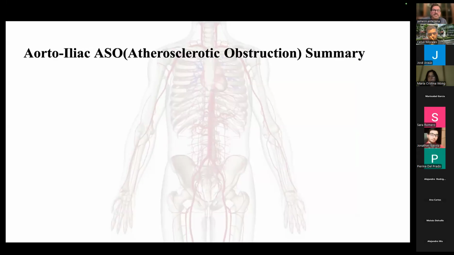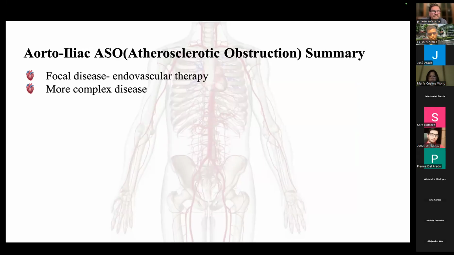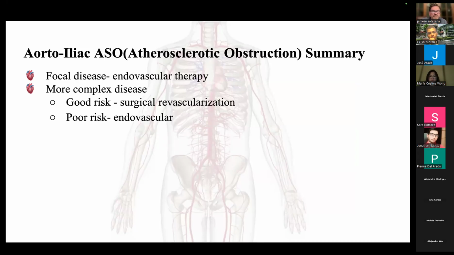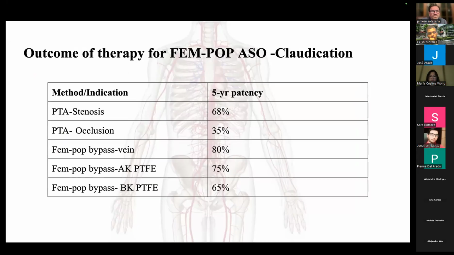In aortoiliac atherosclerotic obstructive disease, the summary: focal disease, endovascular therapy in the low grades of TASC. More complex diseases, if they're a good risk, surgical revascularization; poor risk, endovascular revascularization.